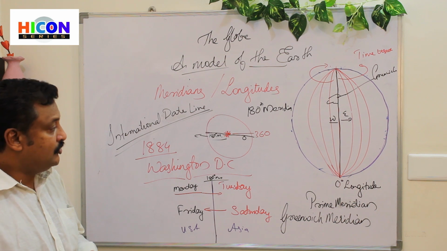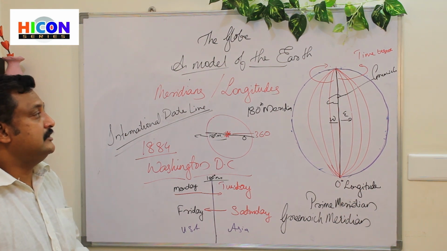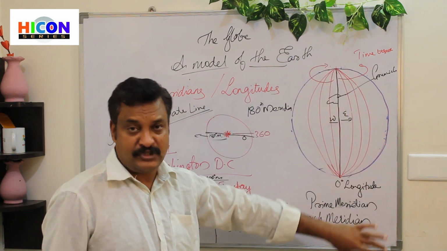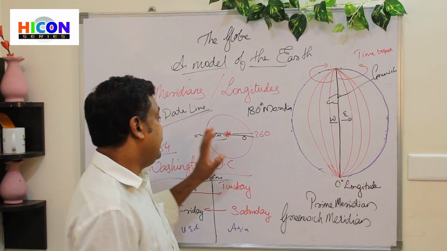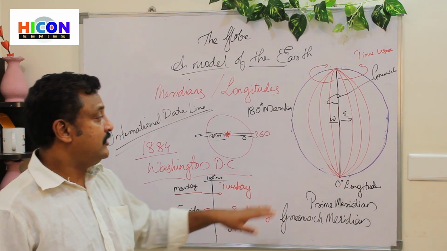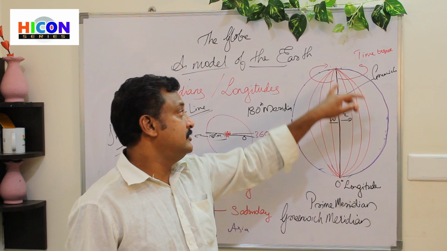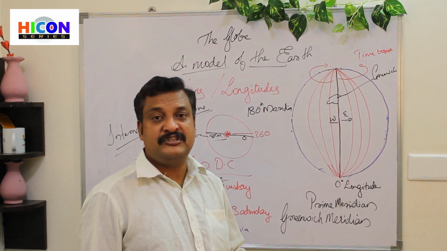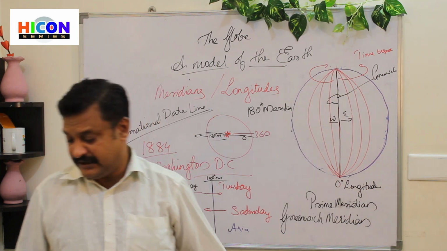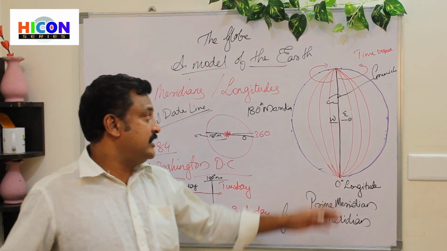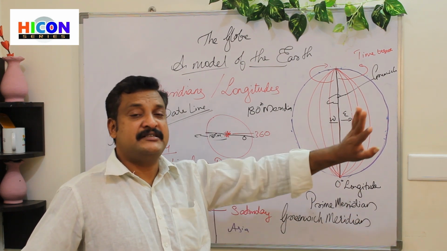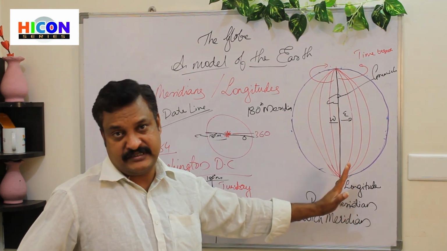Clear? So meridians are other names of longitudes. Longitude starts from the north pole to south pole. There are 360 meridians around the globe, and 0 degree longitude is known as the prime meridian, which passes through the place called Greenwich near London in England. That is known as the international time line. The time at different places is calculated based on this line.